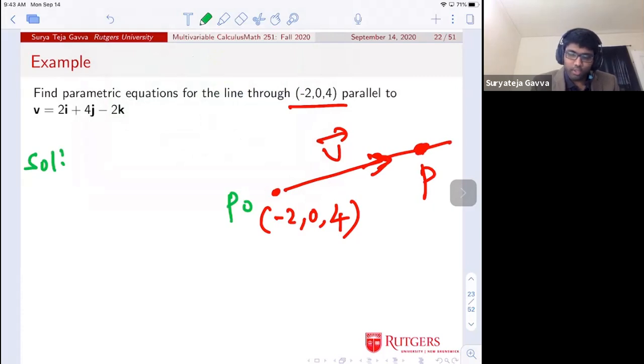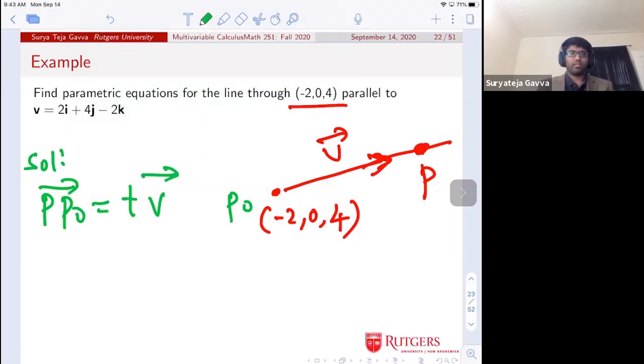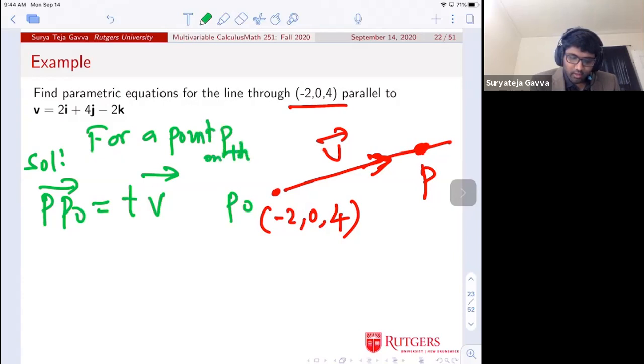So if a point P is on that line, that means the vector P0P is parallel to V. It's a parallel vector to V. So that means it's some T times V bar. Is that clear? For any point P on the line, P0P will be just parallel to the basic vector that you have. So the vector P0P is just some unknown scalar T times V.